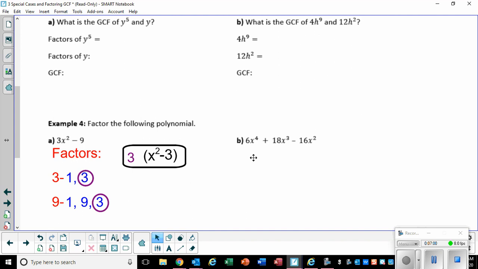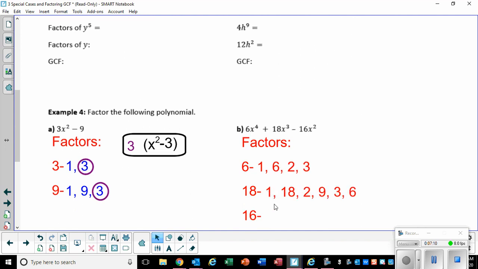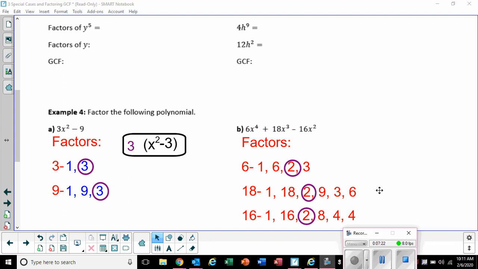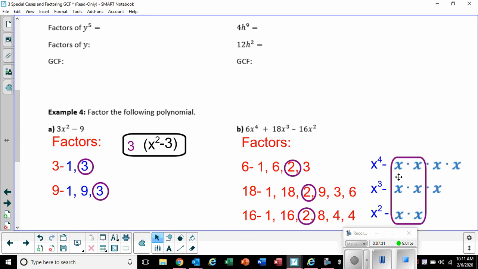B, it's a little bit more complicated because it's variables and numbers. So I do it for both. Each term has numbers, so I found the factors for each one and wrote them out. And the highest one they actually had in common was just 2. So that's part of my GCF. But now I have to look at the variables. If I look at my variables, I just write them in expanded form. So I have 4 here, 3 here, and 2 here. The most they have in common is 2 variables. So I got 2 and x squared as my GCF.